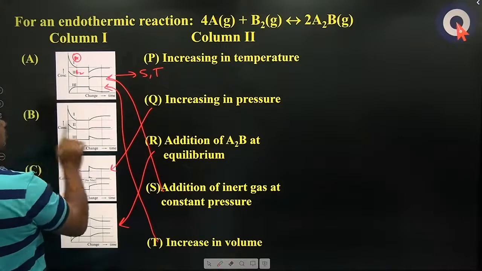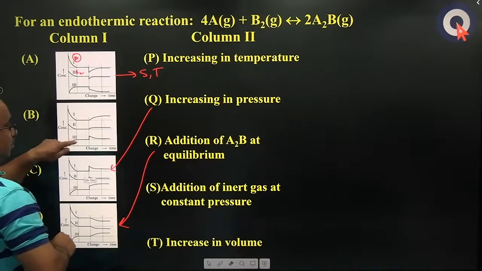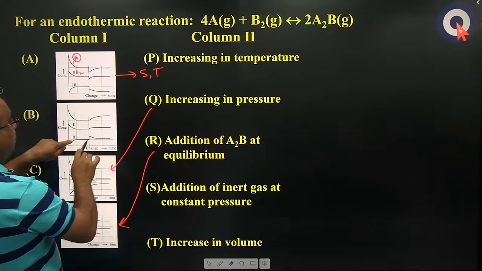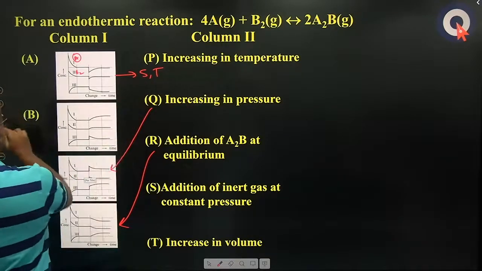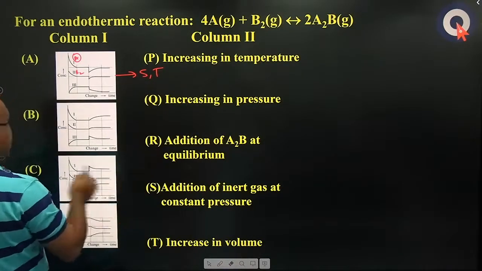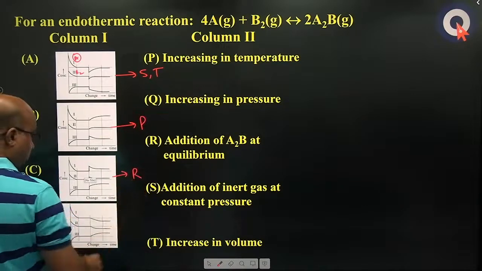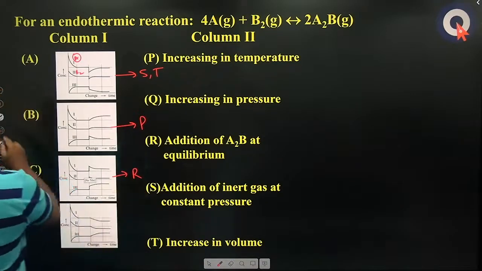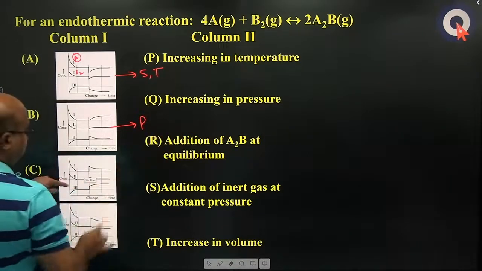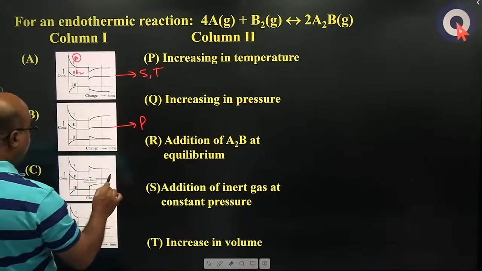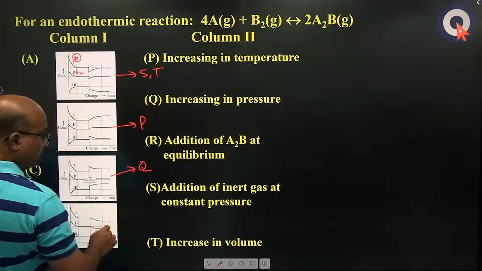Clear? So let us erase these things. Then the second graph satisfies for, now what is that? With increase in temperature, immediately that is increasing. So this B is satisfying for that. This is for P, this is satisfying for R, and I think this was satisfying for Q. So, as we already did, with the increase in pressure, immediately all partial pressures increase. So this was satisfying for Q, and this was satisfying for R.